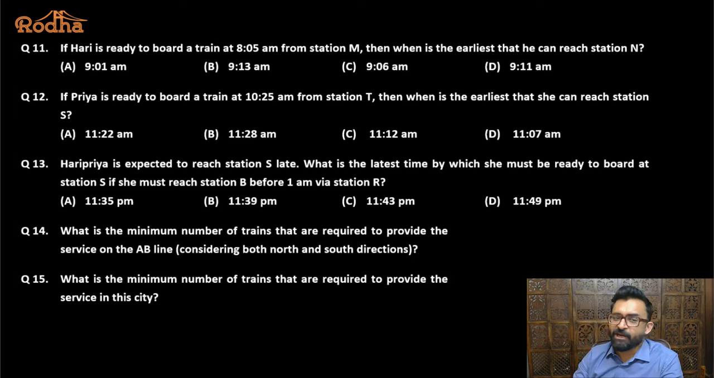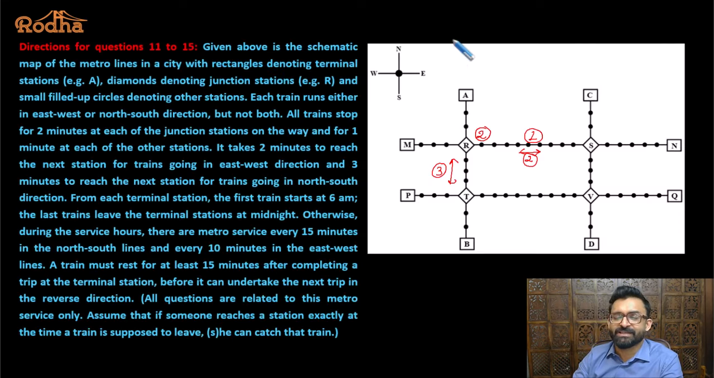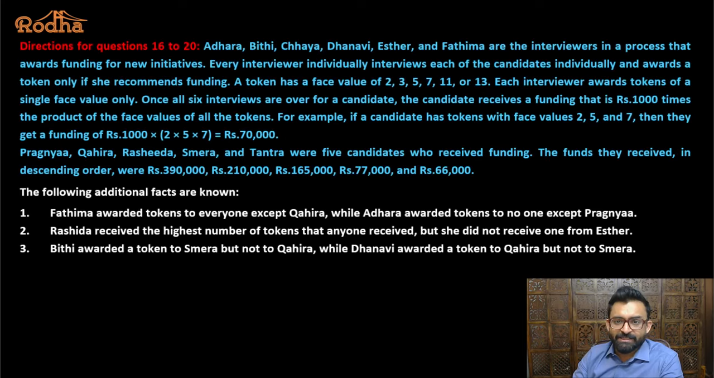So this is definitely another set we are going to skip, for obvious reasons: a lot of chances of making a mistake. Scheduling is a very complex job, especially in such a situation when the time gap is very small and the direction is also changing the time limit. Fine, so let's skip this as of now. Let's see the next set.